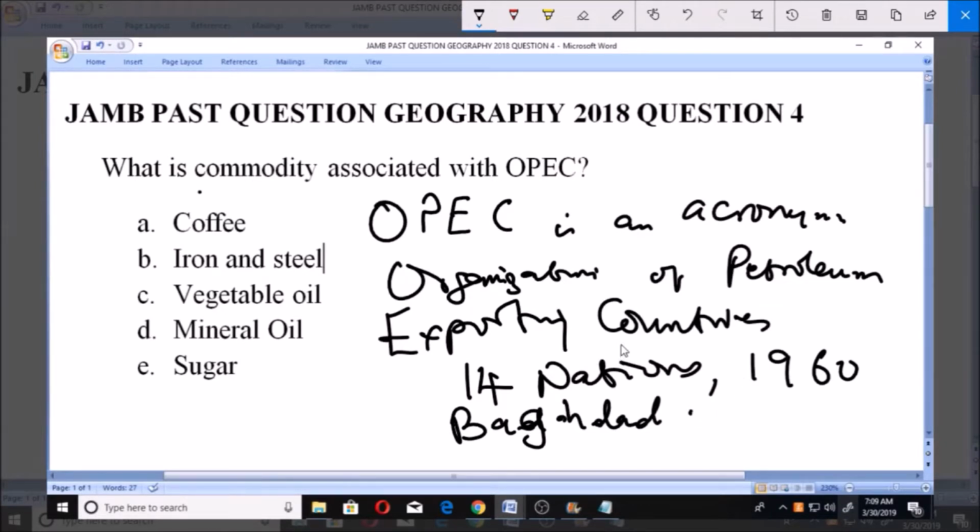and we all know that Nigeria is a member of OPEC. So OPEC is actually an acronym for Organization of Petroleum Exporting Countries, and it has 14 countries, and it was founded in 1960 in Baghdad. So from this definition, you can see that the right option is mineral oil. That is the commodity that OPEC is associated with.